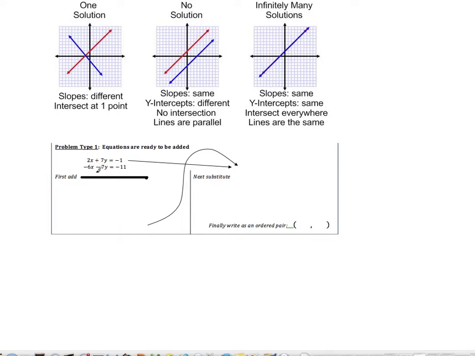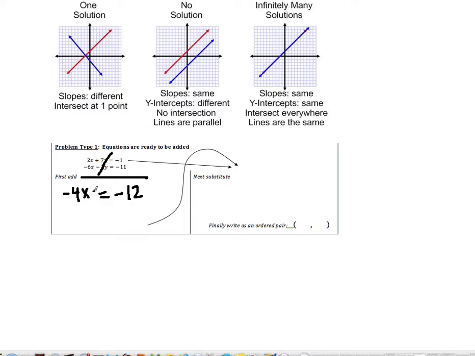So 2x minus 6x is negative 4x. Okay, 7y plus negative 7y is 0, so those y's go away. So we're eliminating those y's. It is equal to negative 1 plus negative 11, which is negative 12. Okay, so this is great because now we have an equation with only one variable, whereas up here we had two variables, which is why it was difficult to solve. Okay, but these canceled each other right out.